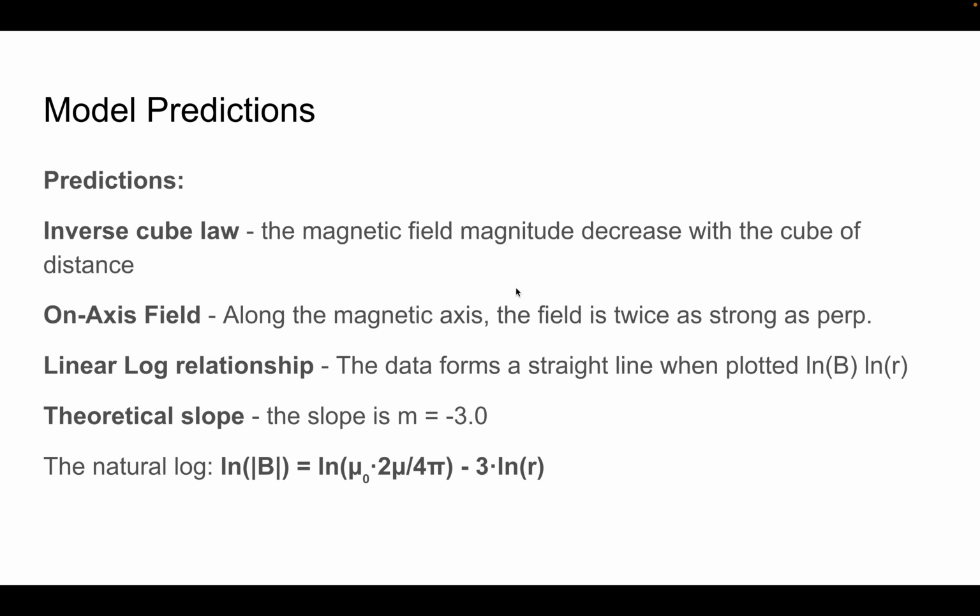The magnetic field magnitude decreases with the cube of distance. On-axis field, along the magnetic axis, the field is twice as strong as perpendicular. The data forms a straight line when plotted. I'll show that later. And the slope is -3 in the natural log.